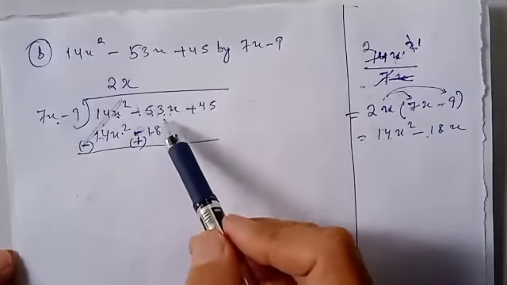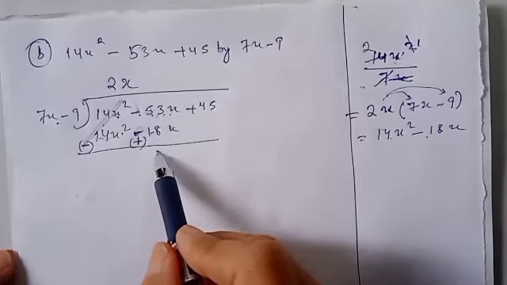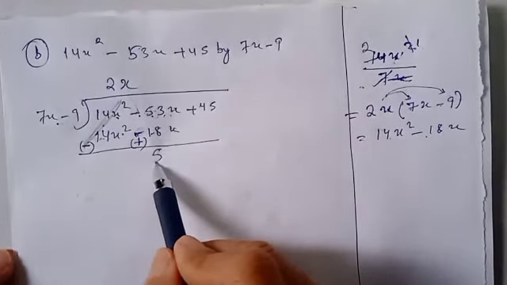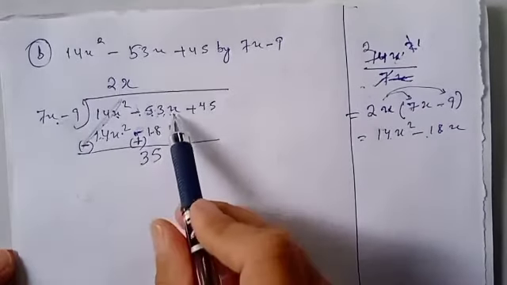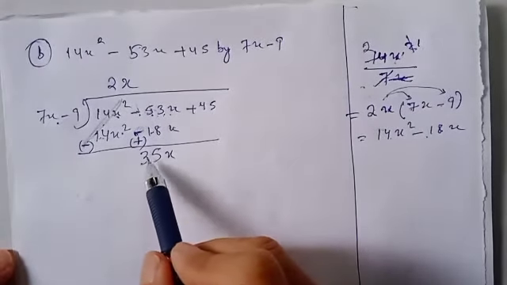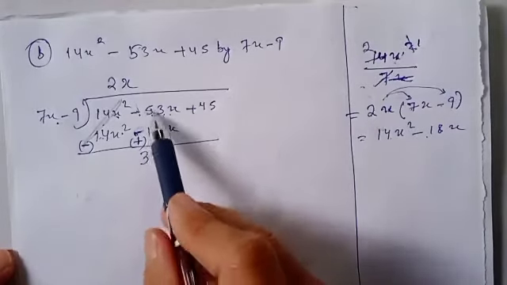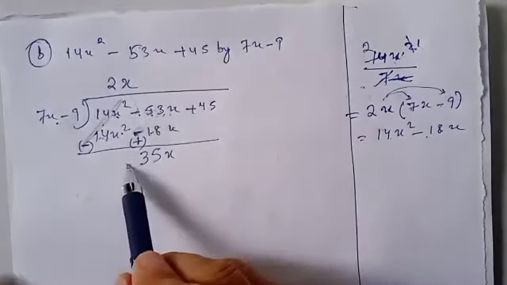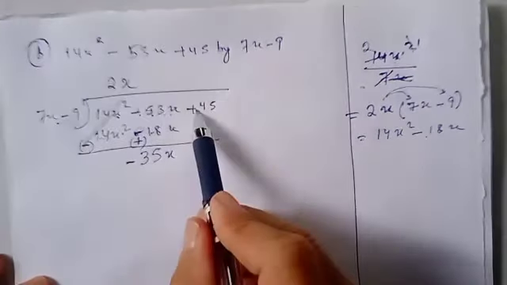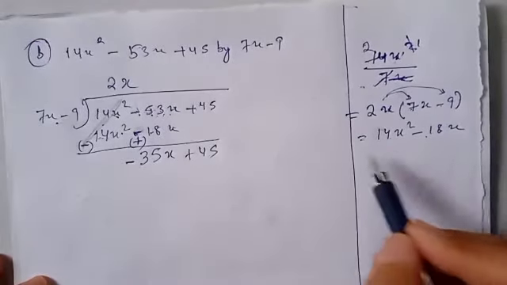Let's subtract these two numbers. 13 minus 8 is 5, right? And then 4 minus 1 is 3. x. Then is 35x plus or minus? We have to check the greater number. Which one is the greater number? The greater number is 53, and the greater number is minus. So this will be minus 35x. And then you can write plus 45, plus 45.